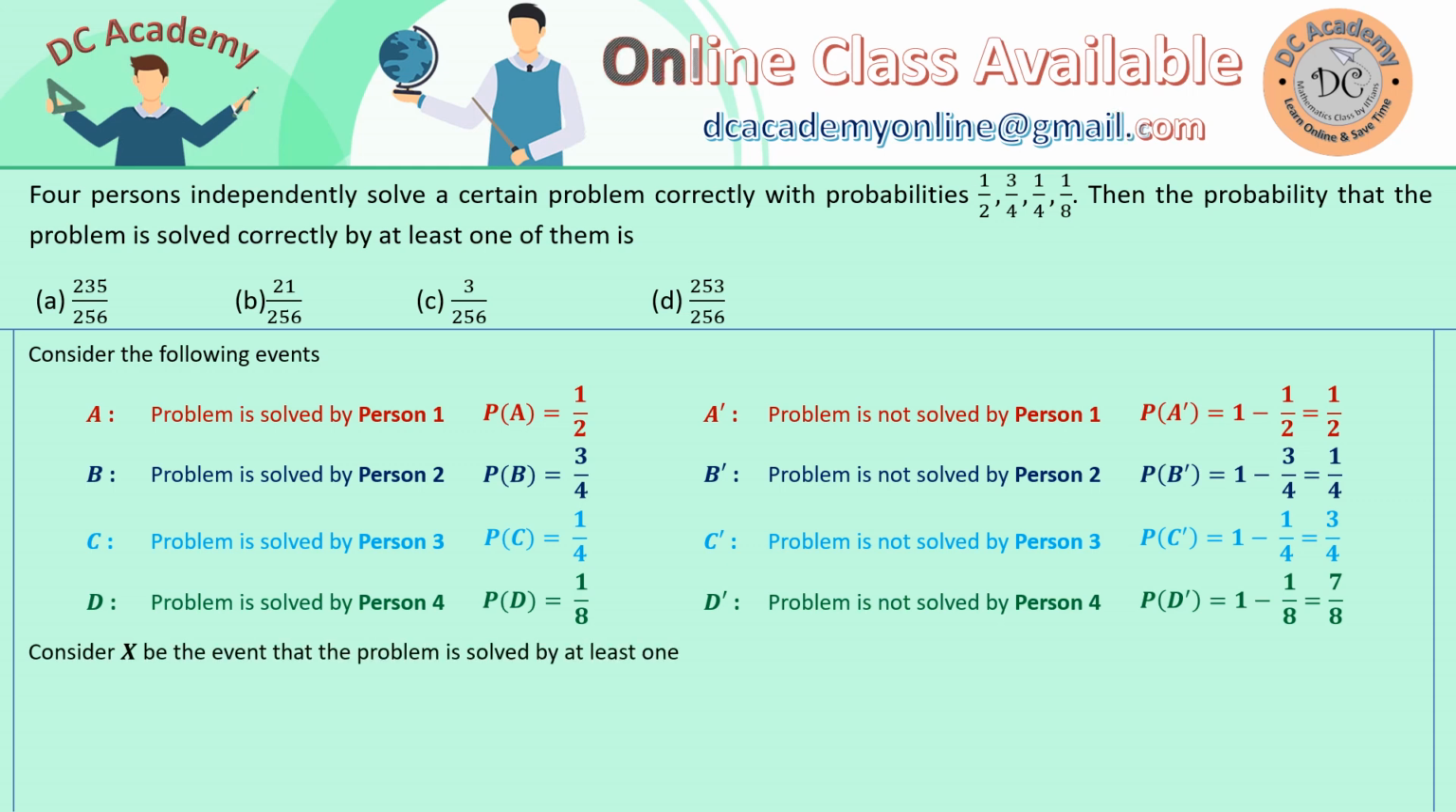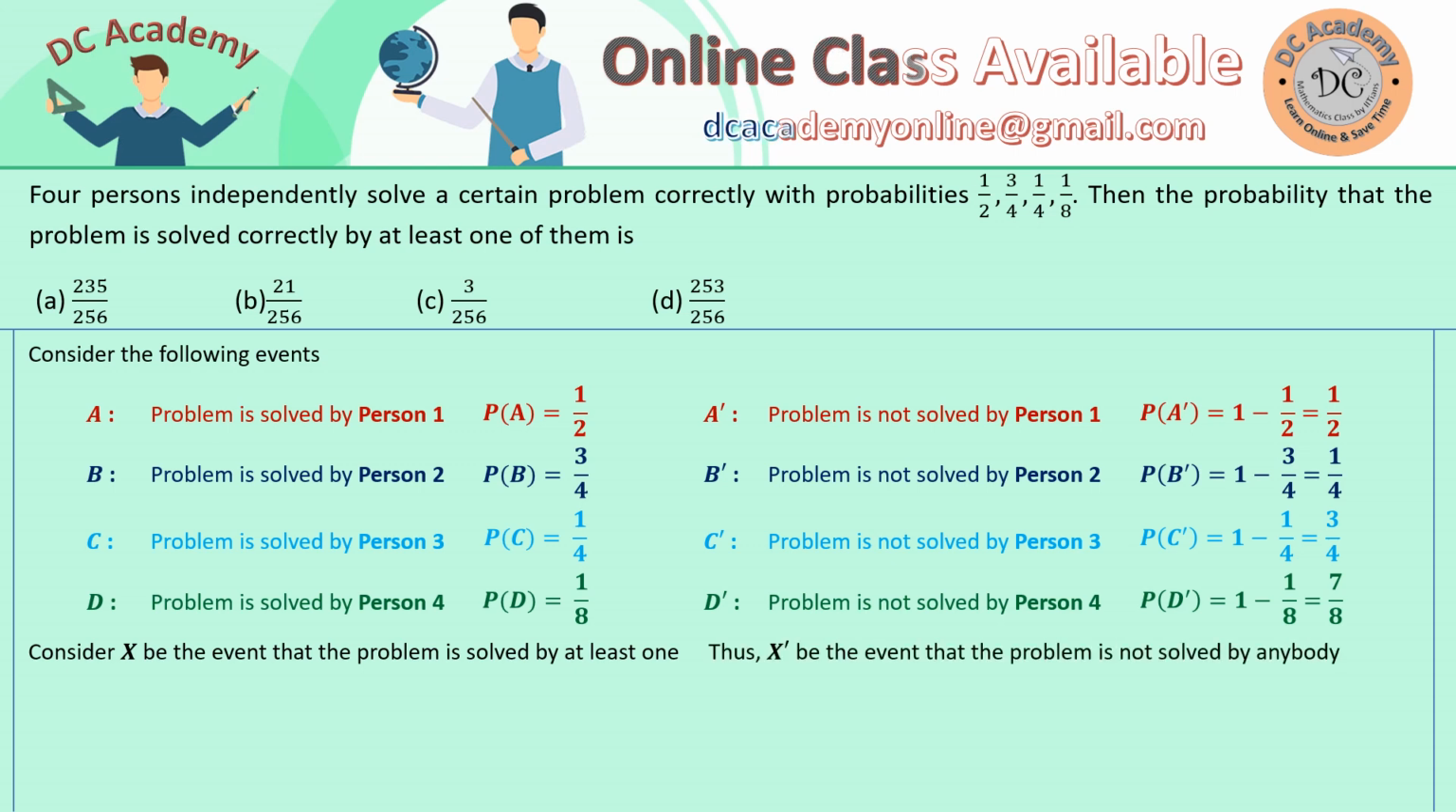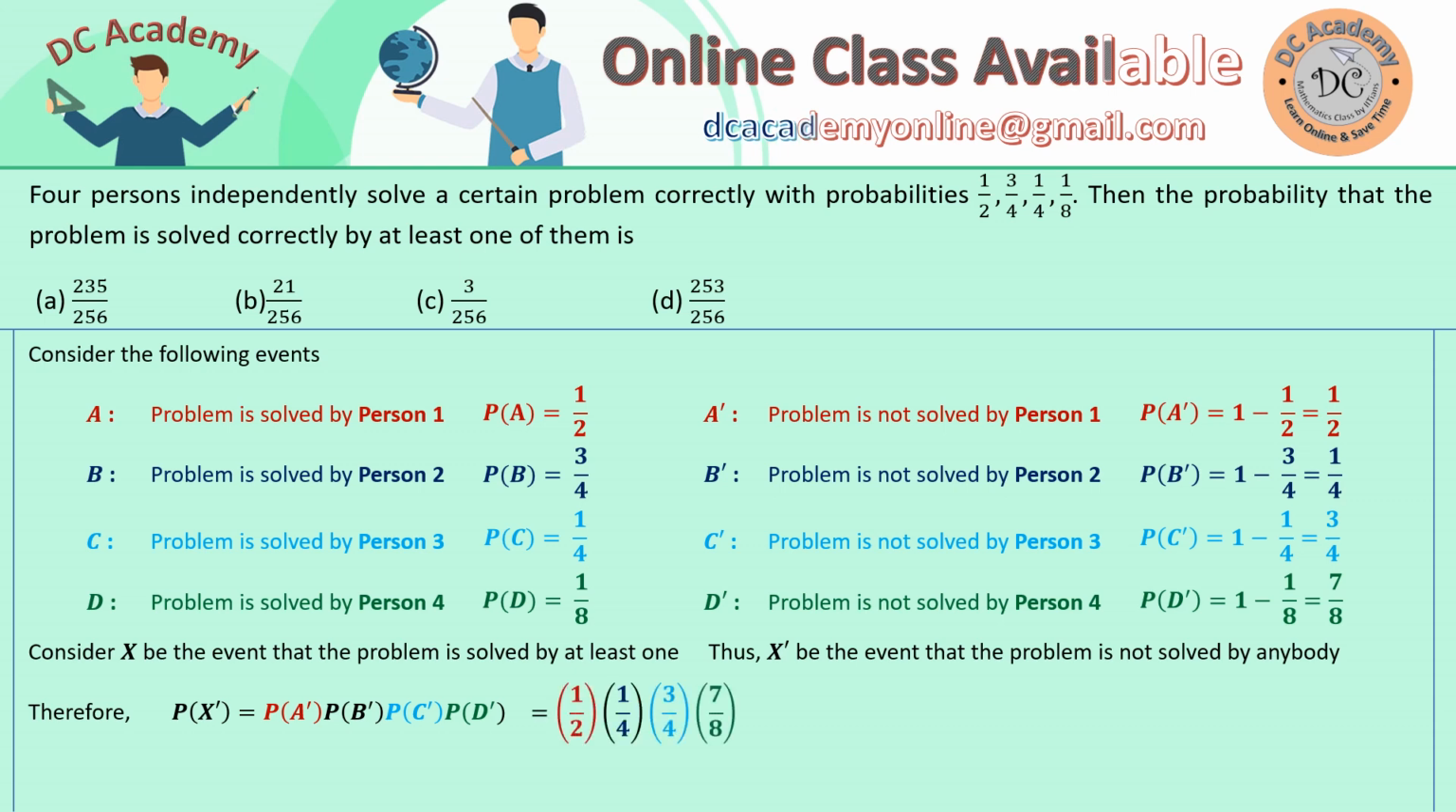So here we consider an event X that represents that the problem is solved by at least 1. Therefore what is its complement event, X complement? It means that the problem is not solved by anybody. So we try to calculate the probability of X complement. X complement will be the multiplication of the probabilities of A complement, B complement, C complement, and D complement. Why can we write that? Because in this particular case all the events are independent. That's why. All the values we already calculated.